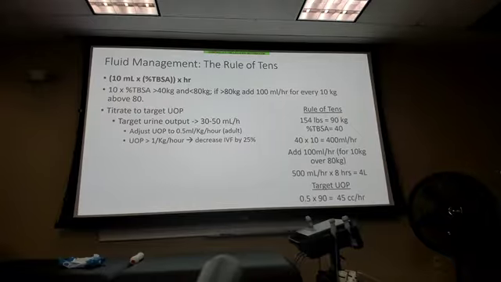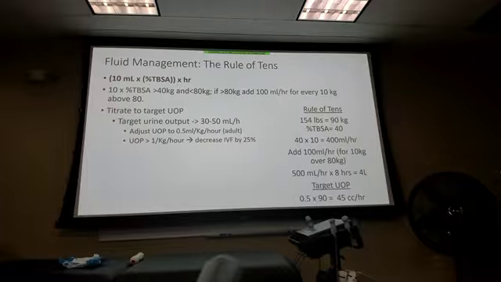We're still going to increase or decrease depending on if you're between that 0.5 and 1. 0.5 to 1 milliliter per kg per hour is our goal. If you're over 1, we're going to decrease your fluid resuscitation. If you're less than 0.5, you're going to increase. Does that make sense?